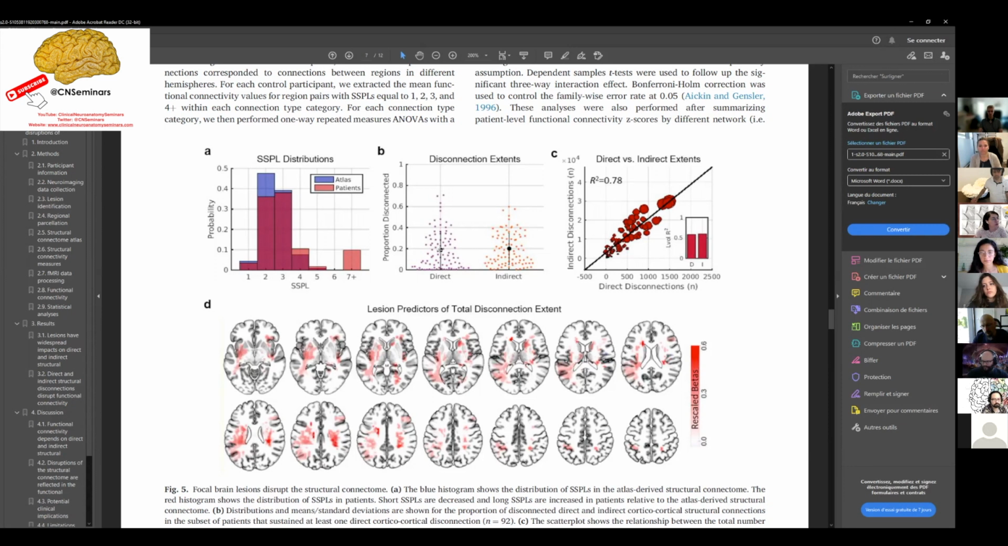Are impacted. Basically, it's saying that 20% of the direct connectivity has an increase in SSPL.